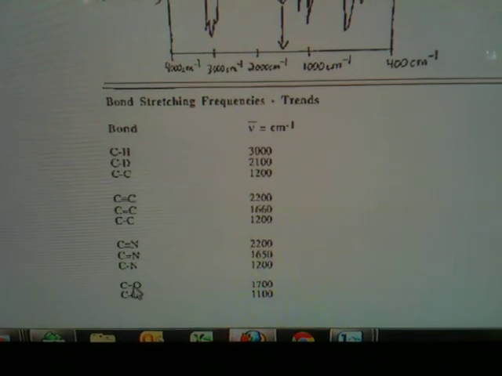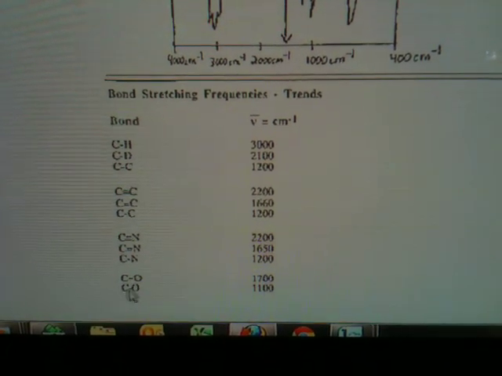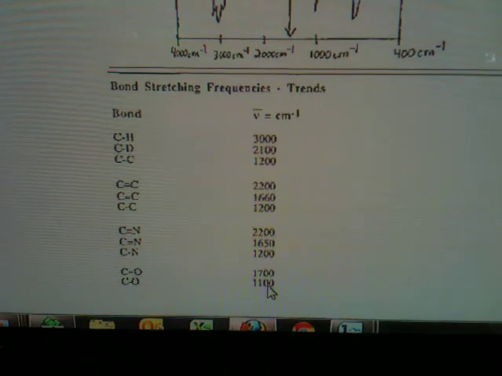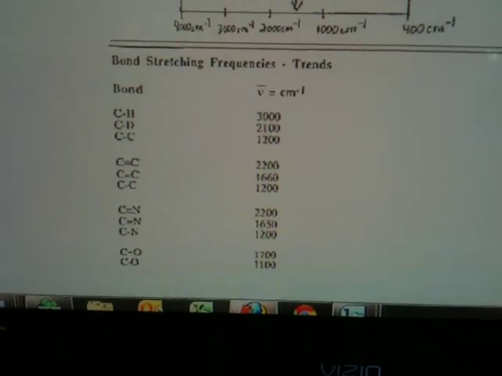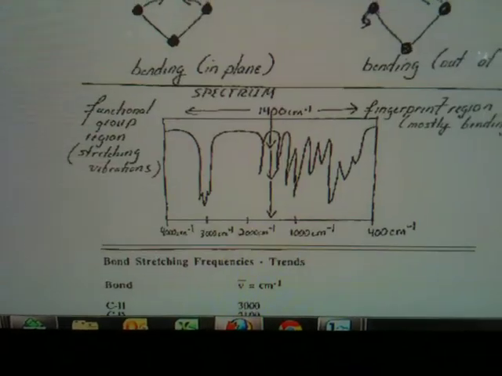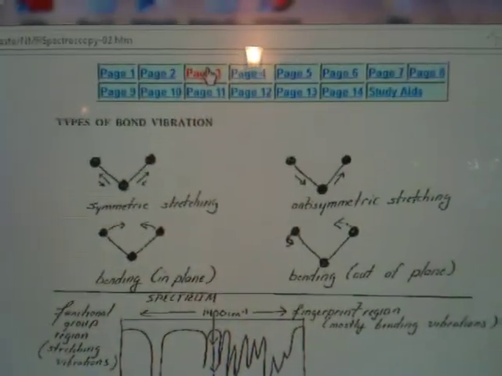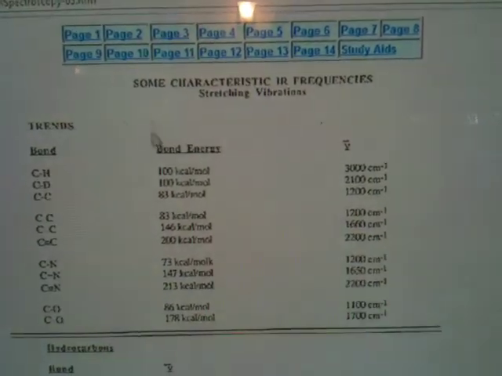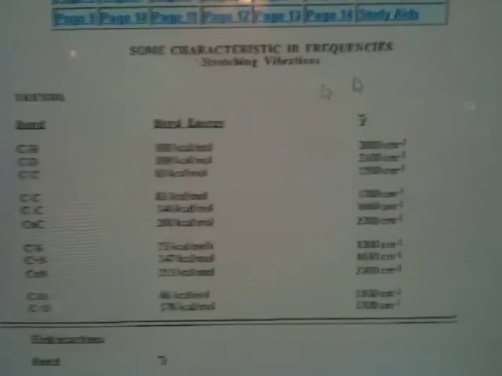Carbonyl C double bond O is 1700. C single bond O, unfortunately, falls in the fingerprint part of the spectrum. I hope you can see all that. Again, we're kind of at a disadvantage here. I'm actually using my TV to do this. Okay, this is the same information.